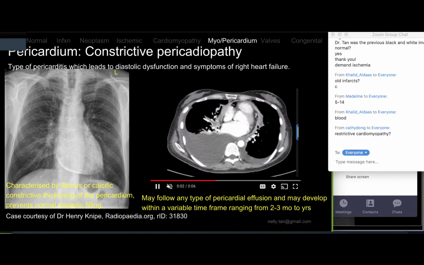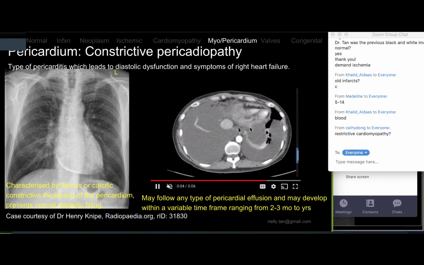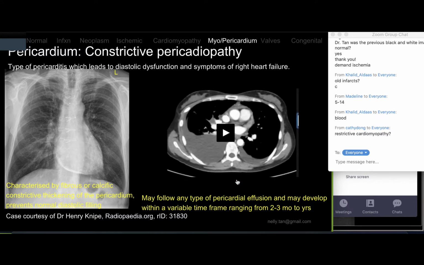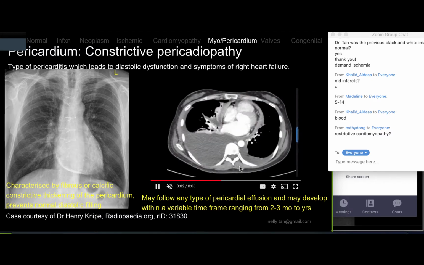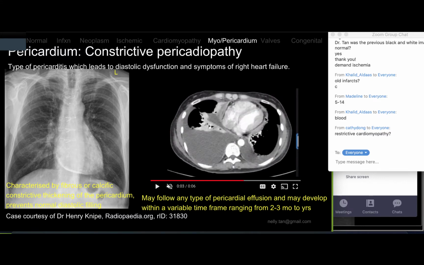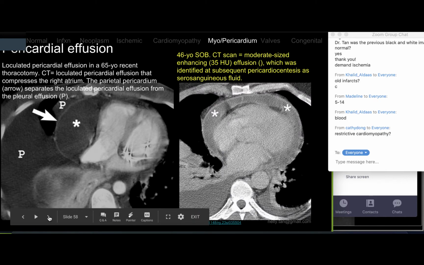And here's a CT scan of another case of a patient with restrictive cardiomyopathy from the pericardium. This time it's not calcification. This is more pericardial thickening that can then cause restriction of the heart. And here there's acute pericarditis, and we have reactive effusion, which we classically see with pericarditis.